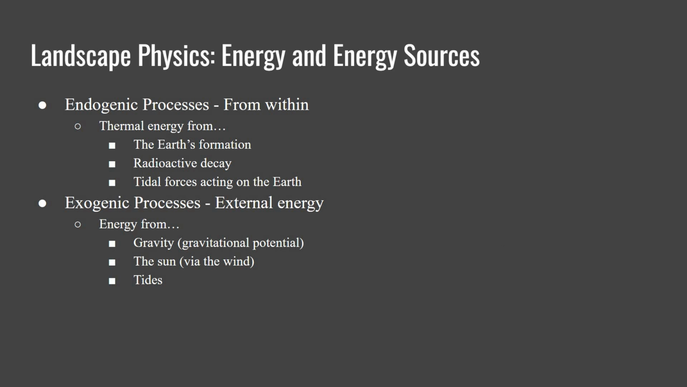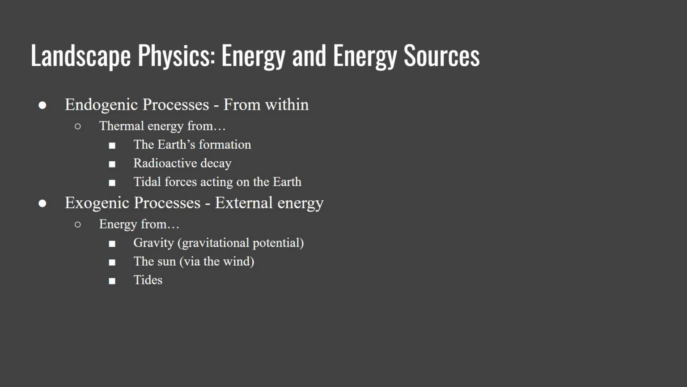These driving forces can be grouped into 2 categories: endogenic processes and exogenic processes, and they're grouped based on where they get their energy from. Endogenic processes get their energy from within the Earth. This is in the form of thermal energy, the heat inside the Earth, which in turn comes from the Earth's formation, from radioactive decay of elements within the Earth, think uranium for example, and from tidal forces acting on the Earth from both the moon and the sun.